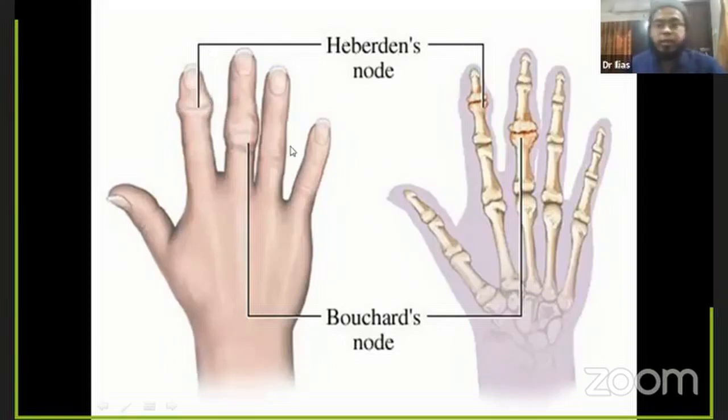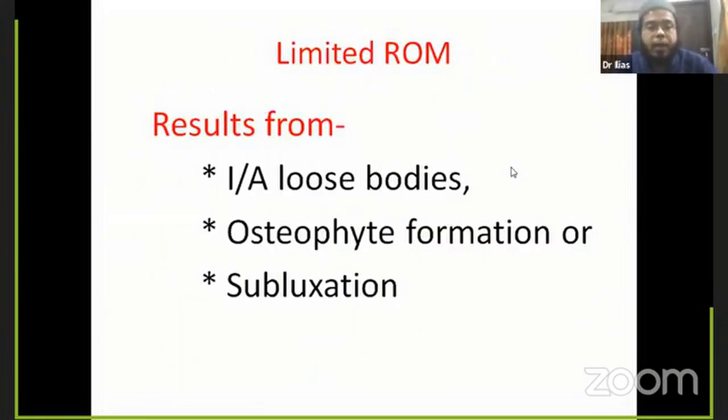You see, the DIP is involved in nodular osteoarthritis. This is called Heberden's node. And in case of the PIP nodular osteoarthritis, it will be termed Bouchard's node. Okay. And another very important thing is the limited range of motion.